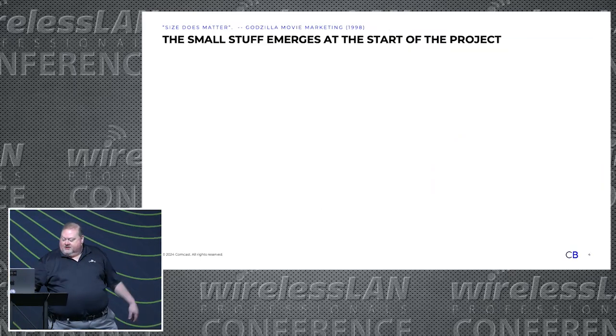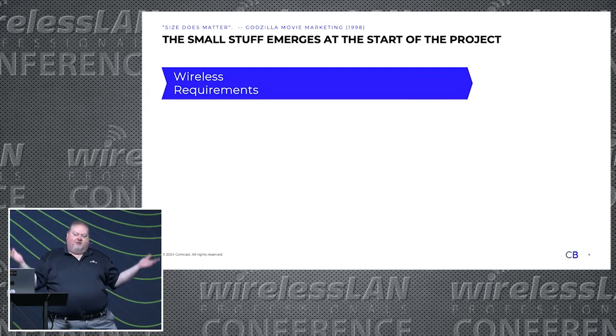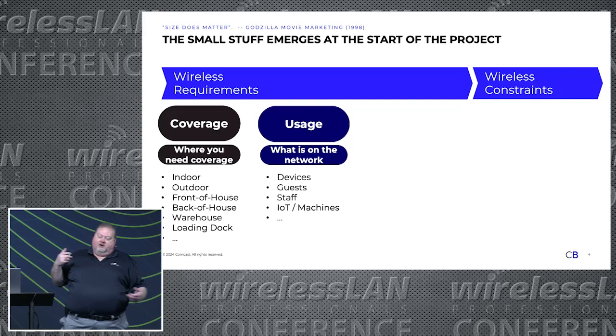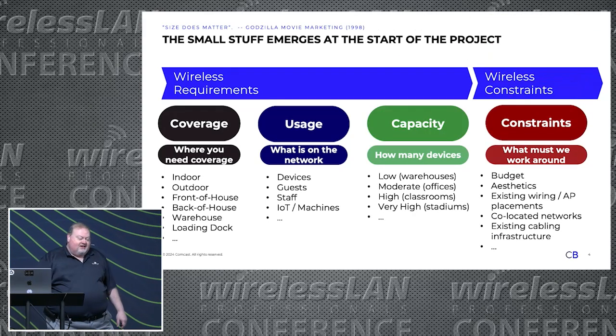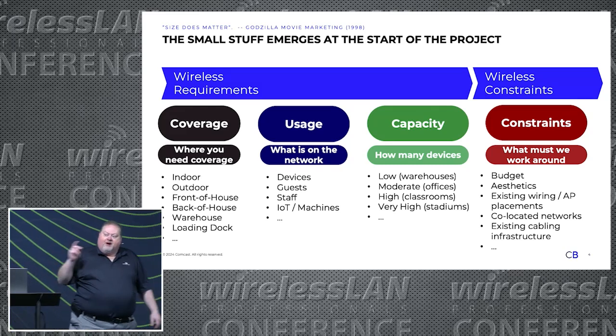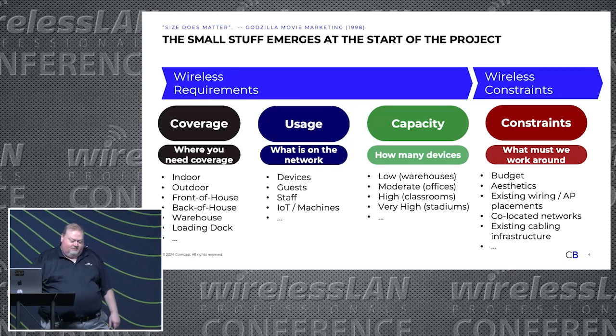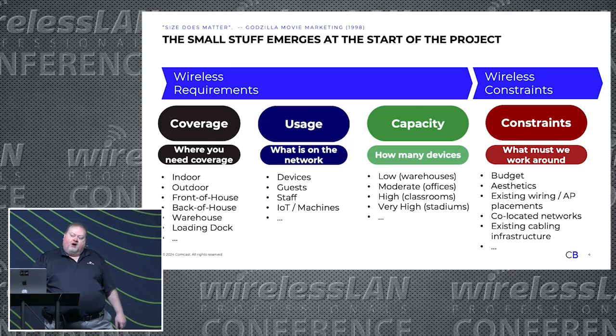So, the small stuff that emerges at the start of the project, guess what? Requirements and constraints, CWNA, CWDP material, right? When we talk about requirements, we're talking about coverage, usage, and capacity, and we're talking about constraints. Coverage is, where do I need the Wi-Fi? Usage, what's going to be on the network? What applications, what devices? Capacity, how many of these things are there going to be? And constraints, what are the things that I have to work around in the environment in order to make everything work? The constraints are the ones that really tend to hit you, and that's budget, aesthetics, where I can run wire, all of that kind of jazz.